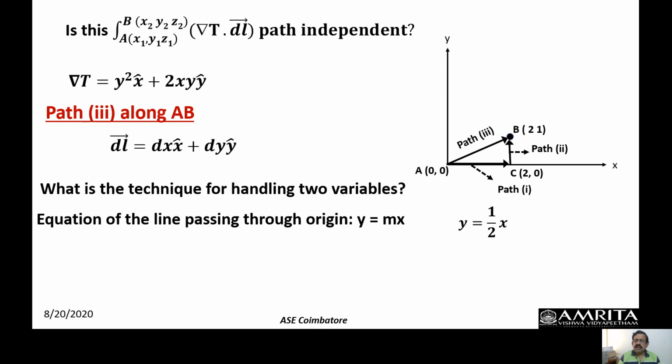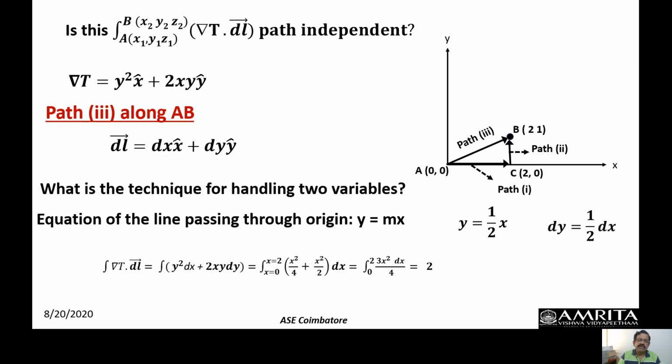So what does that mean? What it means is, when I move 2 steps along the x direction, my y is going to vary by only 1 unit. That is the meaning of this equation. When I am moving 2 steps in x, my y will vary only by 1 step. So dy will be half dx. So I substitute everything on that line integral, and evaluate.